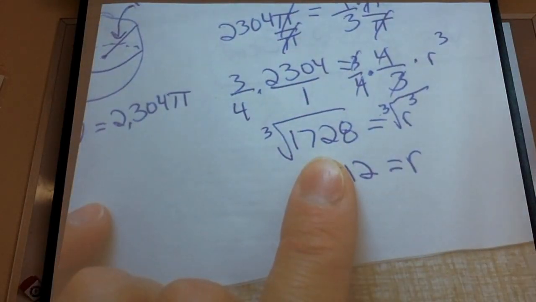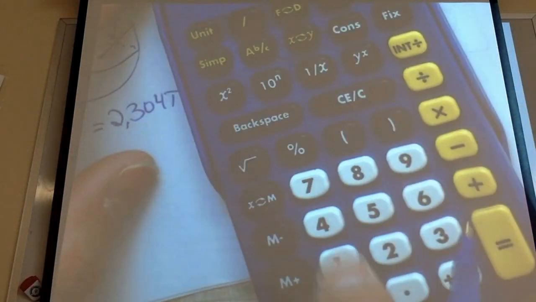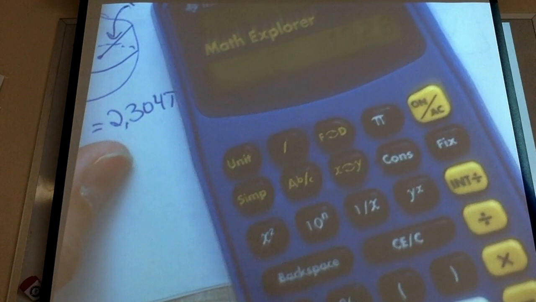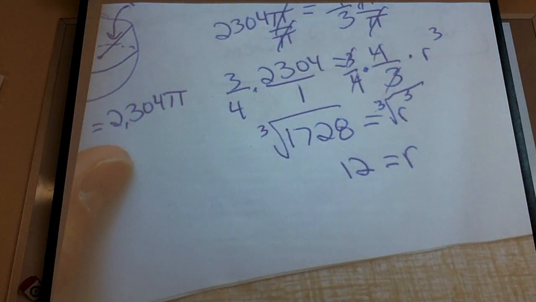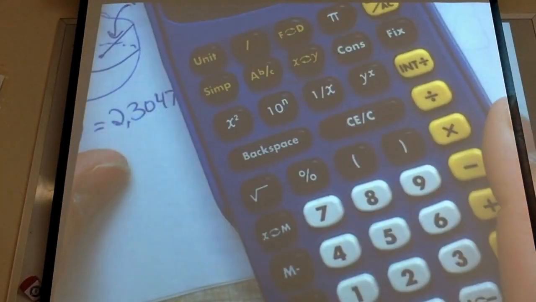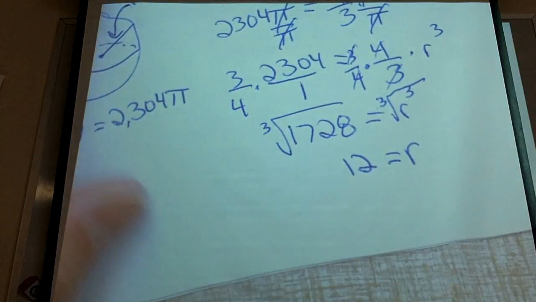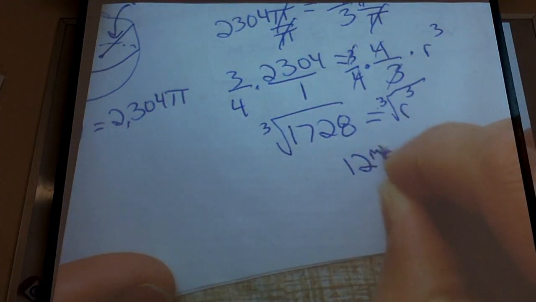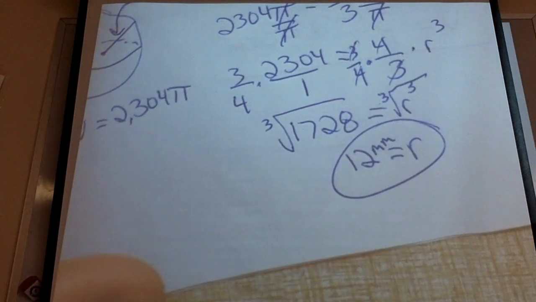We get 1,331. That's not big enough. So then we have to try 12. We're getting closer though. 12 times 12 times 12. 1,728. So that's the other way to do it on a calculator. A lot of you are going to be using this one for the test. So that's what you're going to have to do, unfortunately. So our radius is going to be 12, and they're talking about millimeters. And that is it.